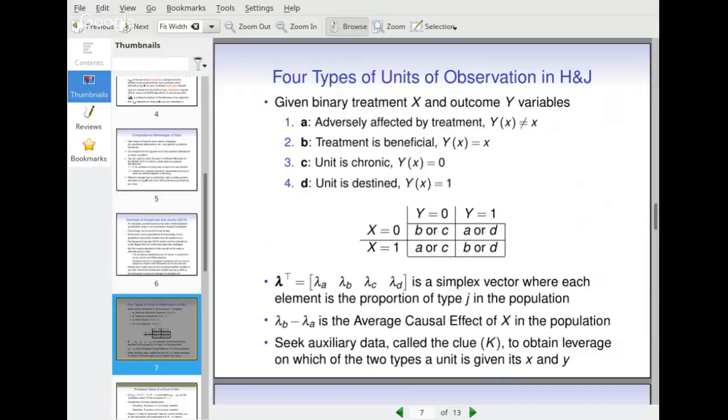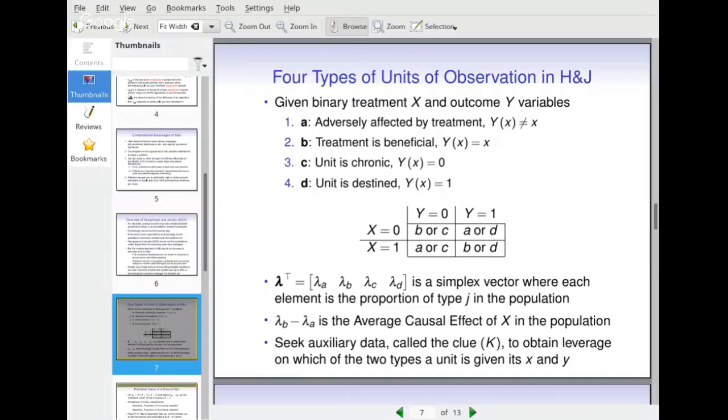And consequently, conceptually speaking, the average causal effect of this treatment variable on this outcome variable is lambda B, which is the proportion of countries for which treatment is beneficial, minus lambda A, which is the proportion of countries for which this treatment is harmful. That's something we can conceptualize, but we can't observe directly. The average effect of this treatment is the proportion of countries that are beneficial minus the proportion of countries for which this treatment is adversely affecting them. So that's the concept that we're trying to get at here.